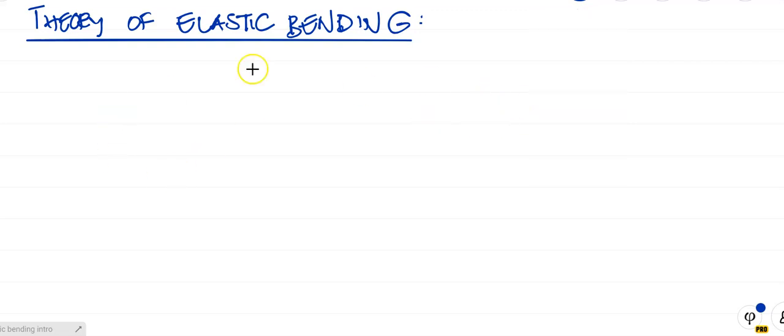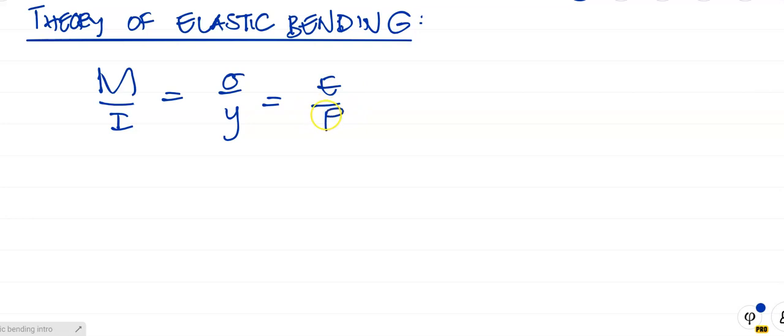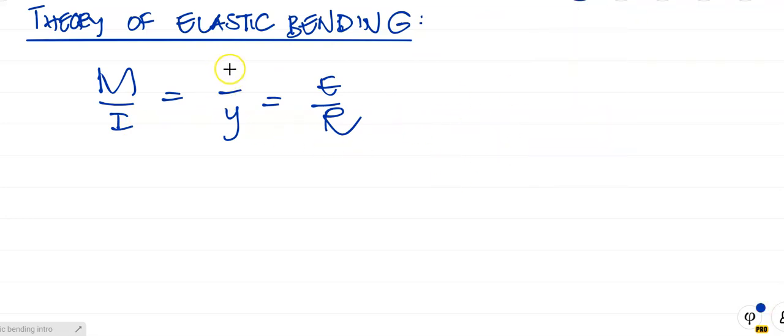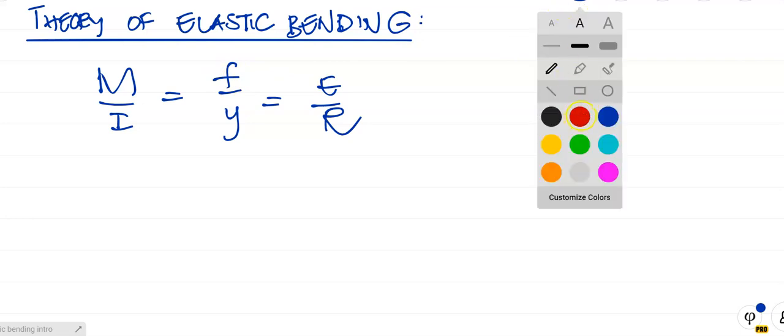There we go. Right, here's the formula. M over I is equal to F. This F is stress. You can either write it as F or stress. M over I is equal to F over Y is equal to E over R. We can use the F rather. F, stress, sigma, same thing.